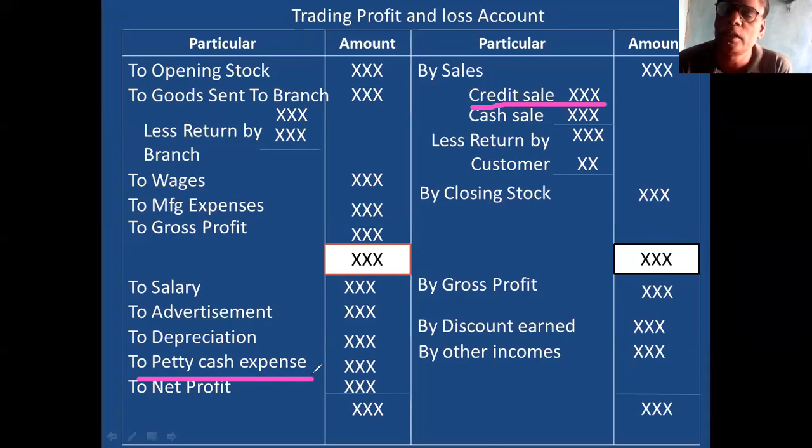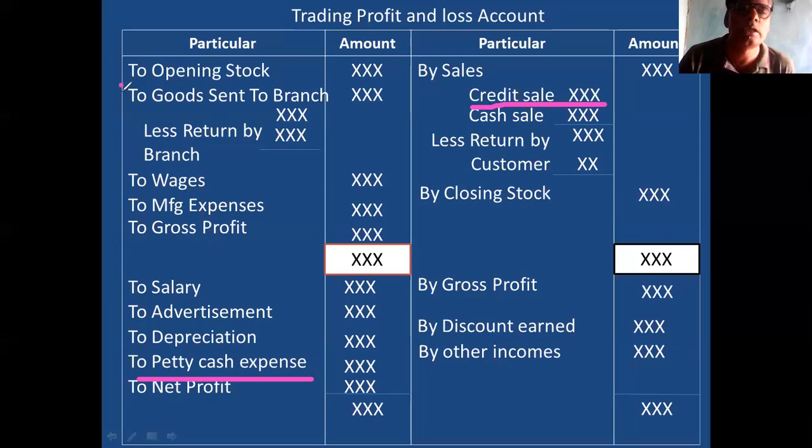If petty cash expense is given in the problem, you don't prepare the petty cash account. Okay, you don't prepare the petty cash account. Clear? Any doubt? Any doubt about this format?